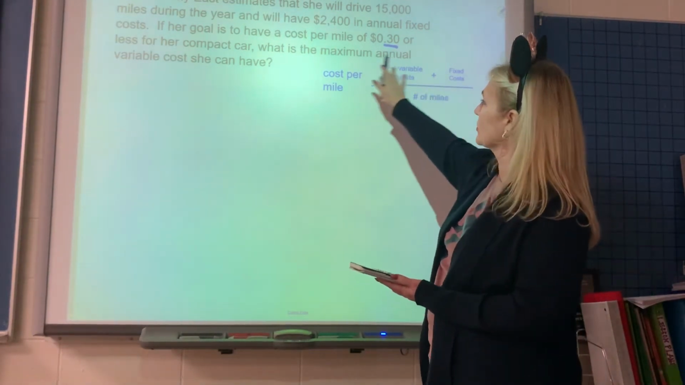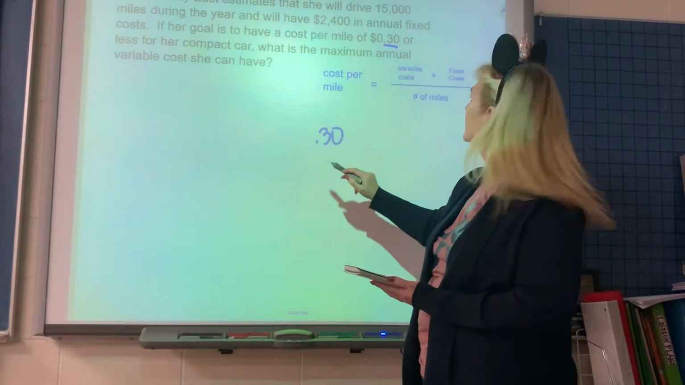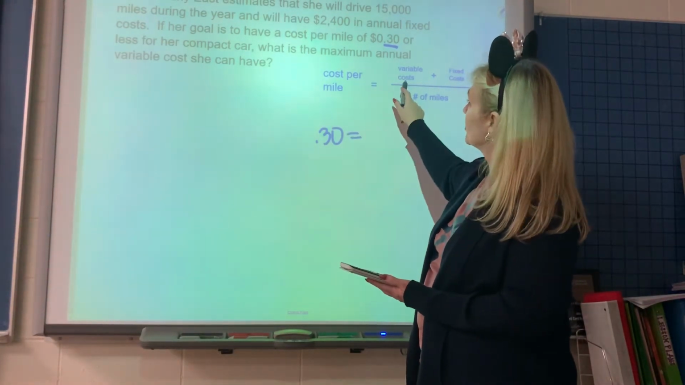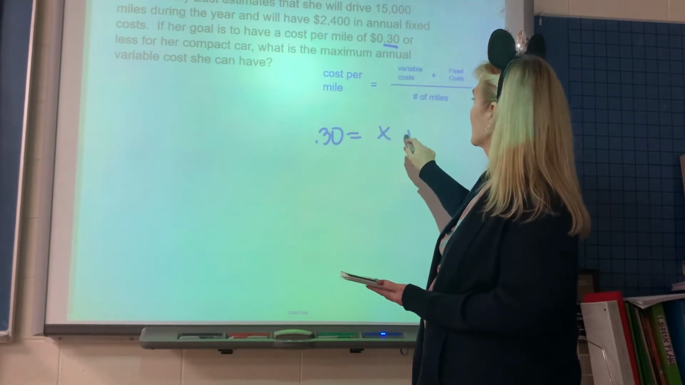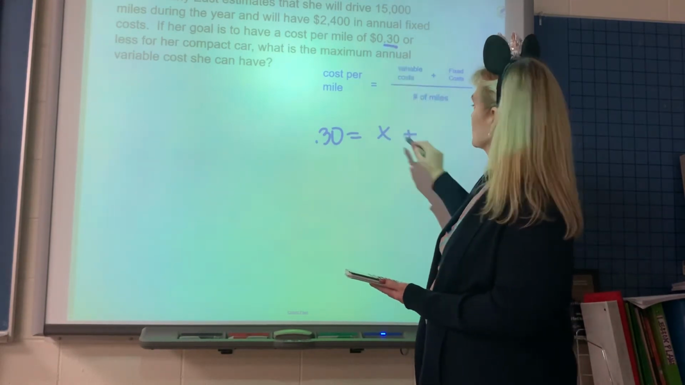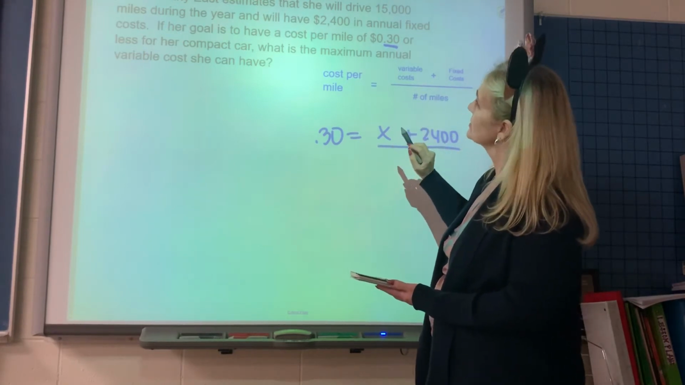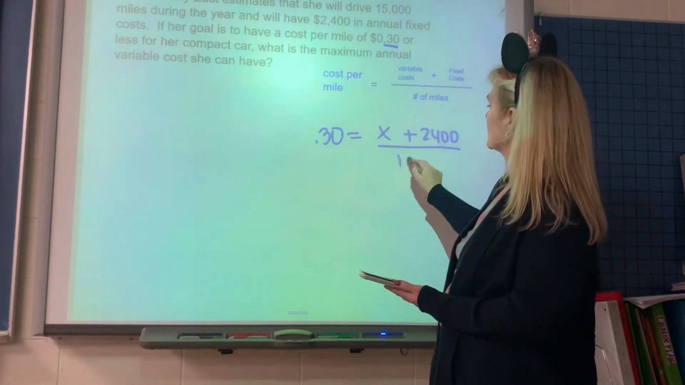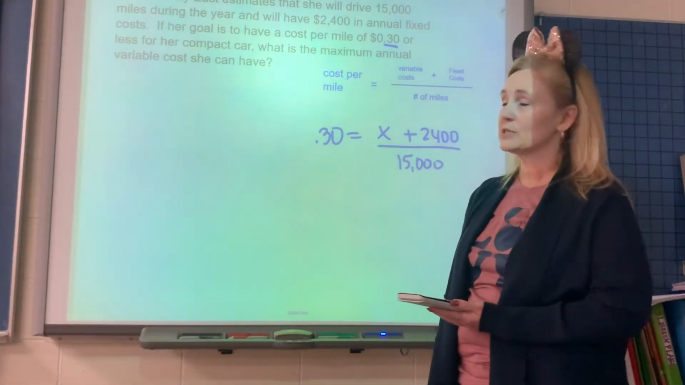So we're going to use this formula. Cost per mile, we want it to stay at 30 cents or less. The variable cost is what we're looking for. What is the most she can spend? So we'll put an X there, plus the fixed cost they told us was $2,400, divided by the number of miles. It says she estimates she's going to drive about 15,000 miles for the year. So we just write an equation and then we solve that.